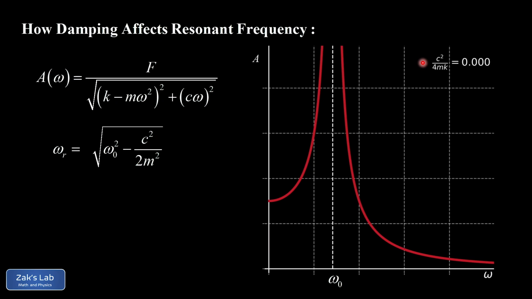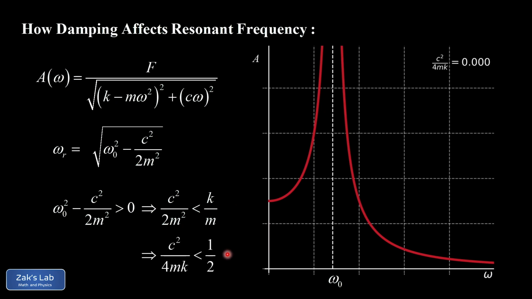And that means the interior of the square root in our expression for resonant frequency here better be bigger than 0. So we just write down omega naught squared minus c squared over 2m squared must be bigger than 0. And in fact, this omega naught is not serving us very well anymore. We're going to replace that with a k over m. And we go ahead and solve for c squared over 2m squared, reversing the direction of the inequality. So that's less than k over m. Now what we're trying to isolate here is c squared over 4mk. So we're going to divide both sides by 2 to get a 4 down there. We're going to multiply both sides by m, and we're going to divide both sides by k. And making all the appropriate cancellations there, we get that c squared over 4mk is less than 1/2.